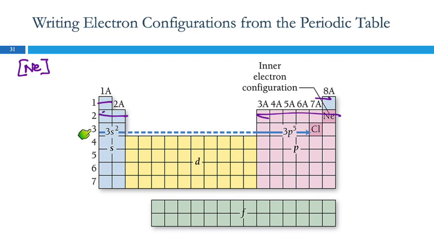This is the 3rd floor of the hotel, the 3rd principal energy level. 1, 2. So 3s2. We got those guys filled up. And we go over here. This represents 3p. 1, 2, 3, 4, 5. 3p5.